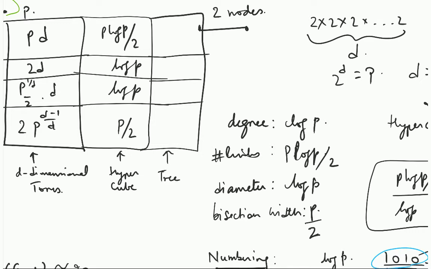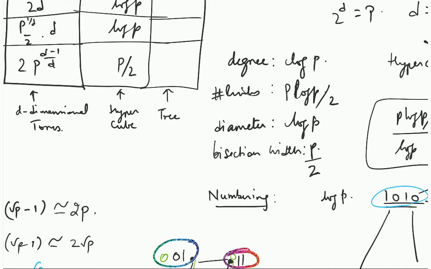What is the number of links in a tree which has p leaves, a complete binary tree? P plus P by 2 plus P by 4, so roughly about 2p, approximately. It's obvious: at the leaf level you will have p edges, the next level you will have half, and then half and so on.